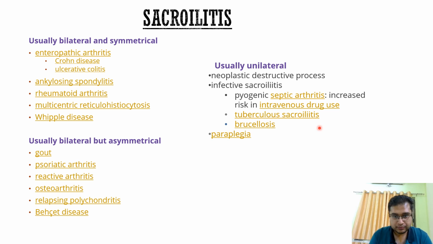drug use, tubercular sacroiliitis. So this patient has had a history of pulmonary TB, and now she was having pain. So it was a typical case of tubercular sacroiliitis. And also brucellosis can cause unilateral sacroiliitis. So this is an important thing that we should keep in mind while considering the differential diagnoses for sacroiliitis.